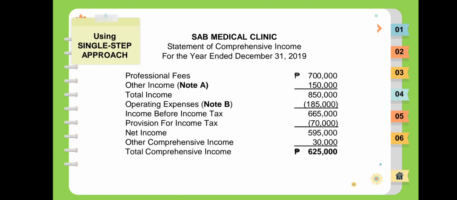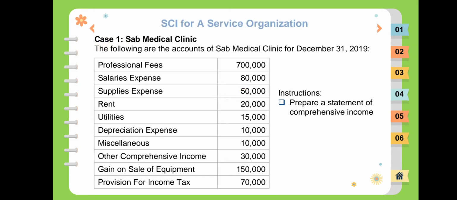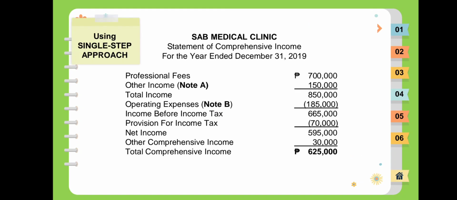Yung 3 parts. Starting with the name of the entity. So, for this one, it's a sub-medical clinic. And the name of the report or the title of the report, Statement of Comprehensive Income. After the title of the report is the period it covers. So, for the year ended, don't forget that phrase, for the year ended plus December 31, 2019. Kasi yun yung date na nandun kanina, di ba? December 31, 2019. So, after the heading, next, the revenues.